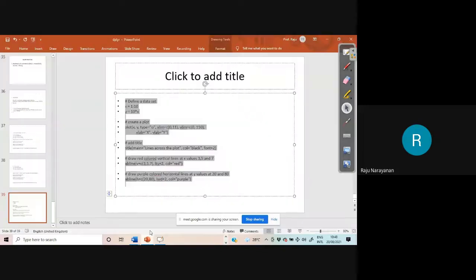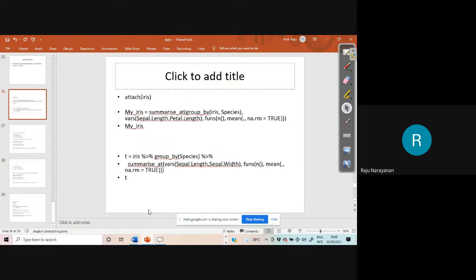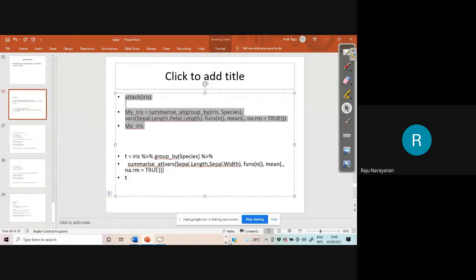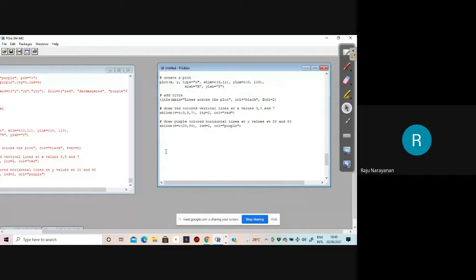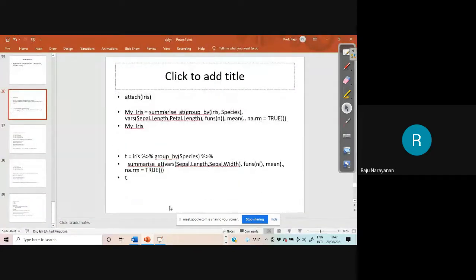And where is my DPLYR? I have to go to DPLYR. Summarize, wonderful thing, summarize. Have you done it yesterday? Please tell me, I forgot it. Summarize. Girish, summarize them. Yes, sir. Therefore, we need not do that. Summarize is a very good tool.